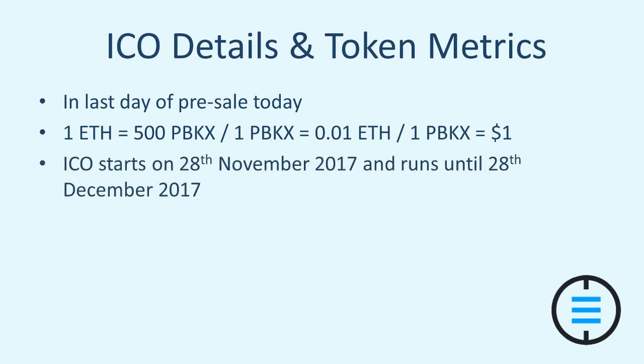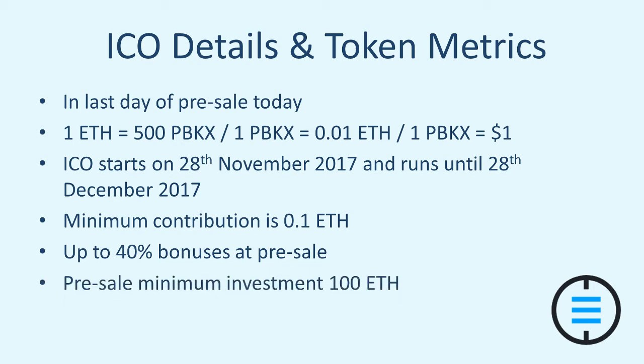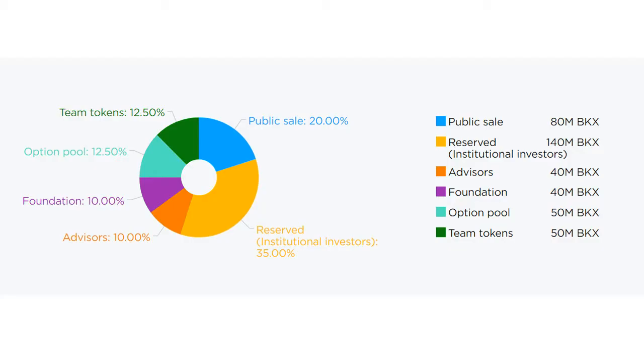So the general crowd sale starts on 28th of November and runs until the 28th of December. The minimum contribution at general crowd sale stage will be 0.1 Ethereum. There will be up to 40% bonuses at the pre-sale stage, which ends today. But the pre-sale minimum investment is 100 Ethereum, and a private sale prior to the pre-sale raised $1.5 million.